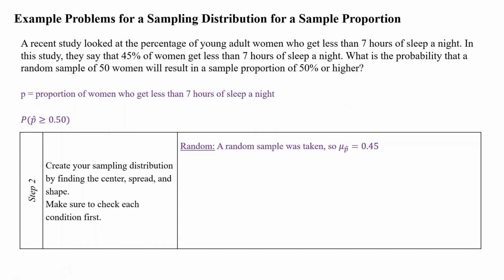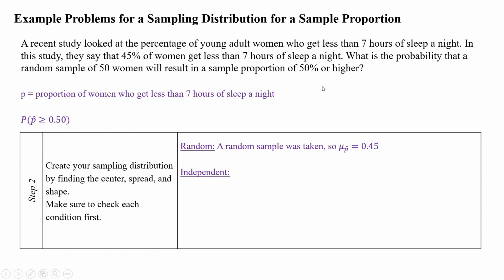And we can say the center of our sampling distribution is equal to 0.45, which is what this study is saying: 45% of women get less than 7 hours of sleep a night. So we're calling that our population parameter. So that's the center. If it's random, we can have the center of our sampling distribution equal to our population proportion.